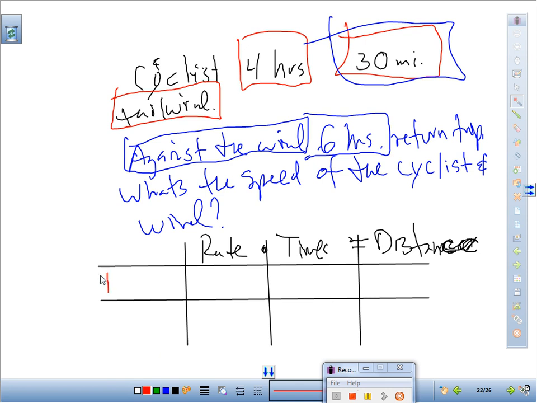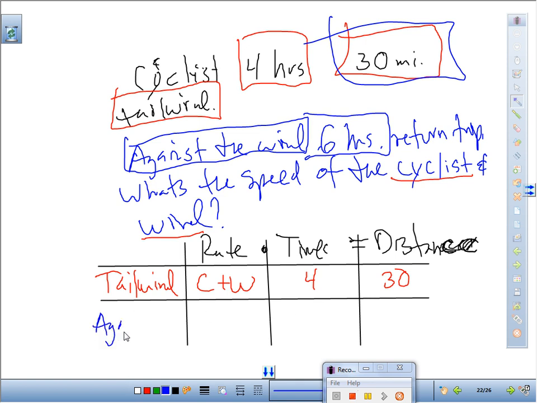All right, so the first part, I'm going to write the tailwind. When it's a tailwind, that means that the wind is helping us by hitting us in our back, and it increases our rate, our speed. What two things are they talking about? The cyclist and the wind. So this is C plus W. What was the tailwind time? It was 4 hours. And what was the distance? 30 miles.